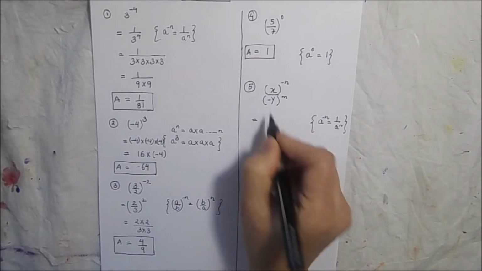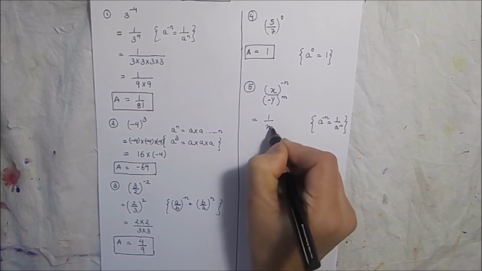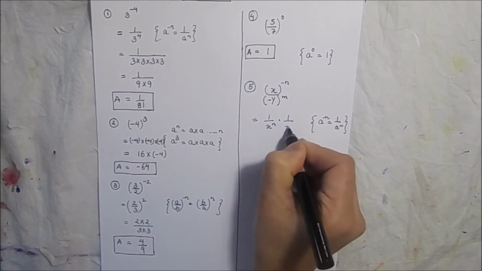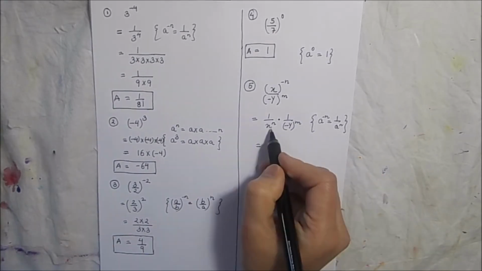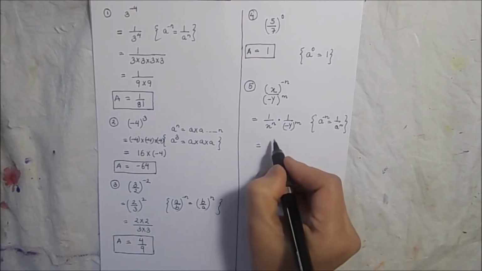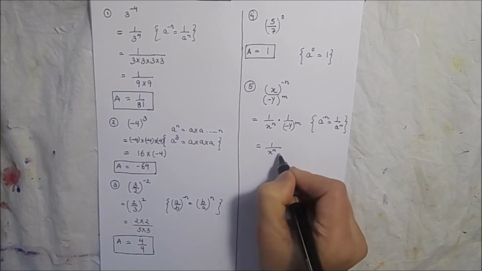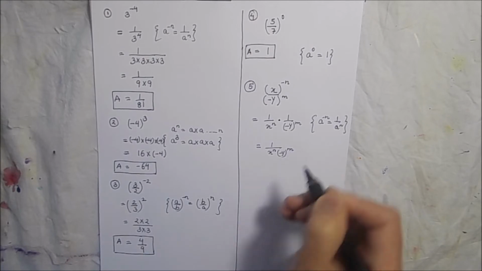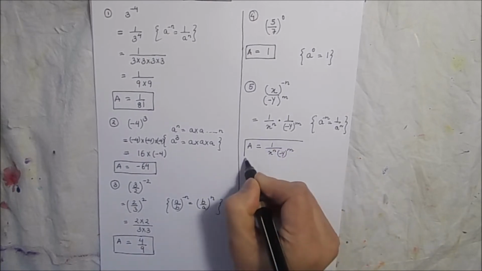So here x is our a. So this will become 1 over x to the power n. And we already have minus y to the power m in the denominator. Here both the bases are different, so we cannot solve it further. So our answer will be 1 over x raised to power n times minus y raised to the power m. This is going to be our final answer.